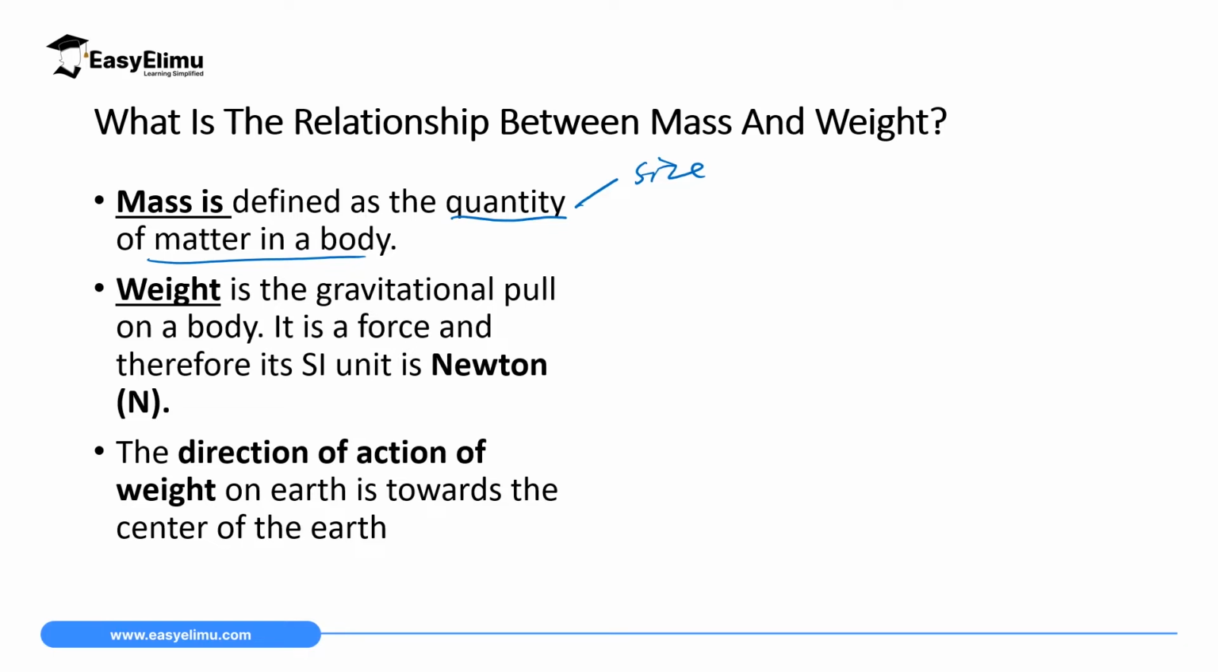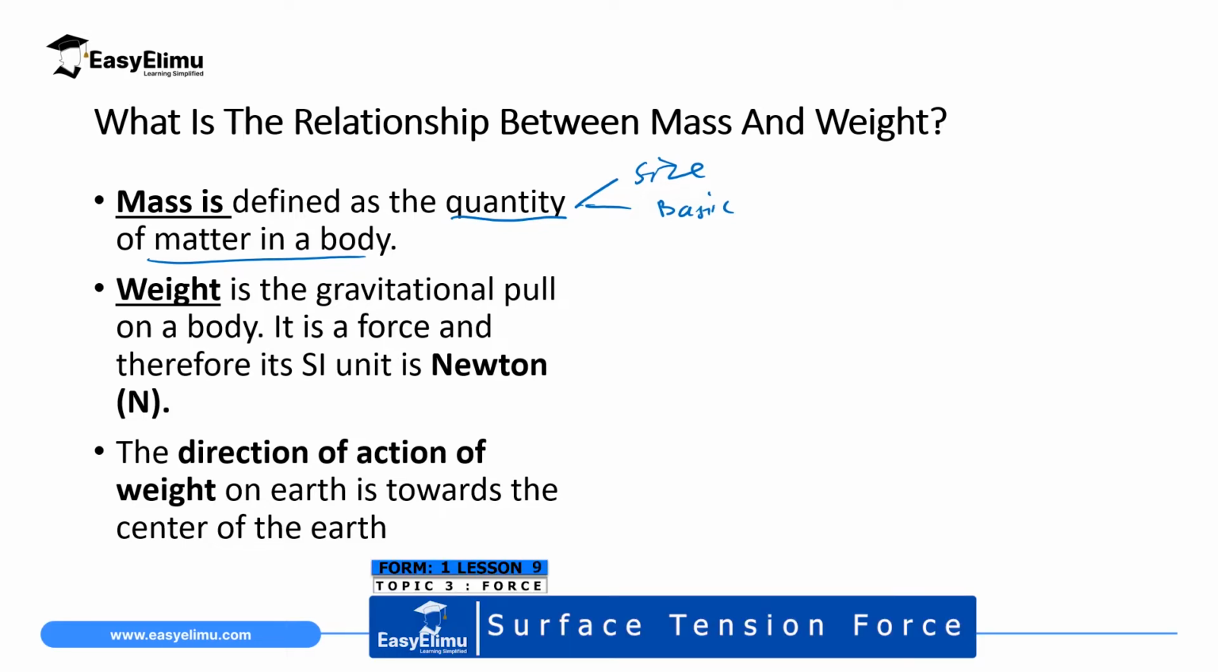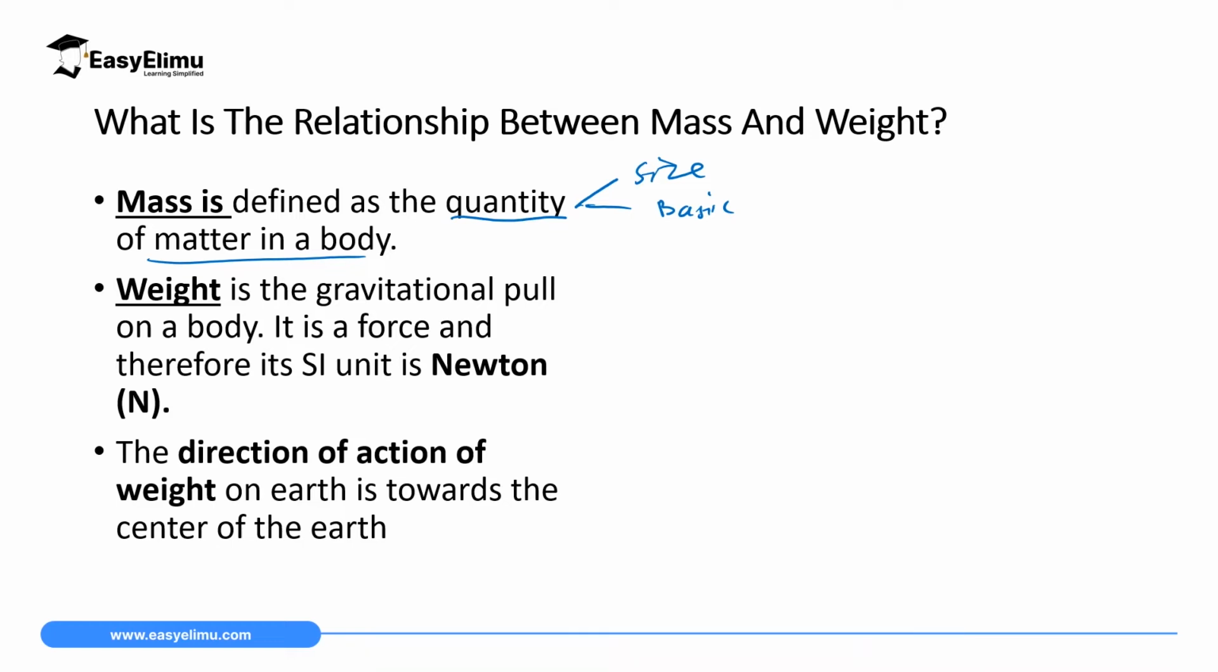Then remember, we said mass is a basic quantity. It means it can only be obtained from a measuring instrument, and it cannot be obtained from dividing or multiplying other physical quantities. So this one you can get directly. And then we said its SI unit is kilogram. That is what we discussed in measurements.